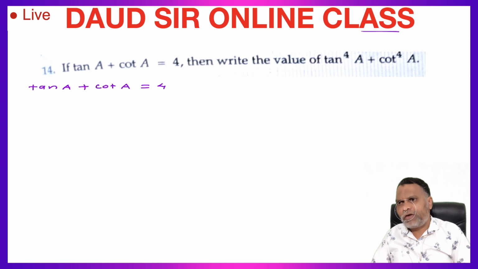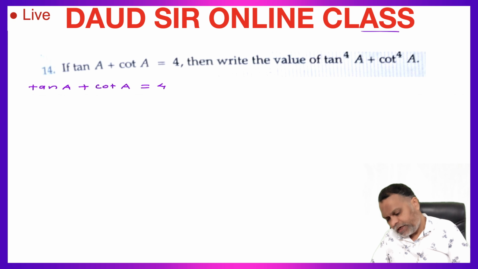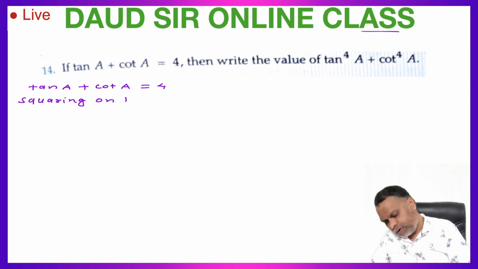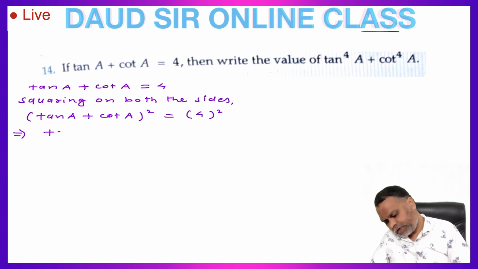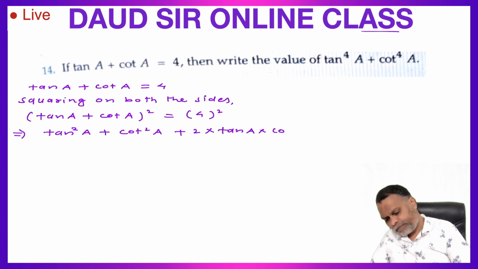First time squaring on both sides, then we will get tan square and cot square. Then again we can square them for tan raised to the power 4A and cot raised to the power 4A. Squaring on both sides: tan A plus cot A whole square is equal to 4 square. Open this by using the A plus B whole square identity: tan square A plus cot square A plus 2 times tan A into cot A is equal to 4 square, 16.